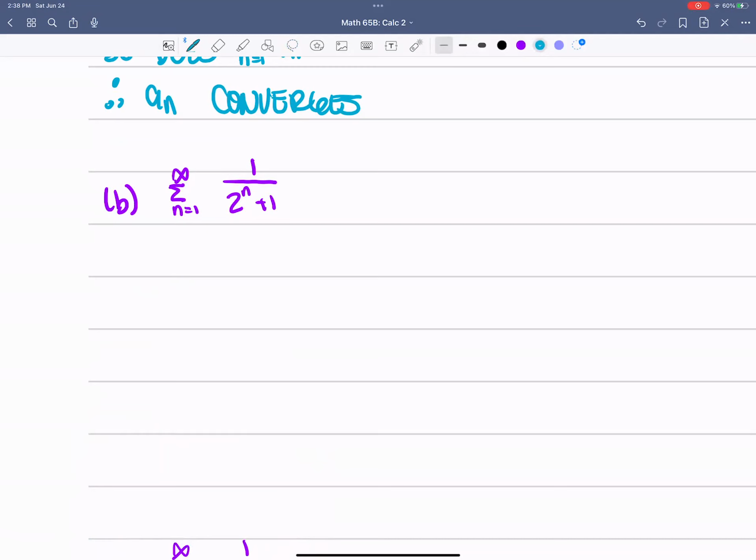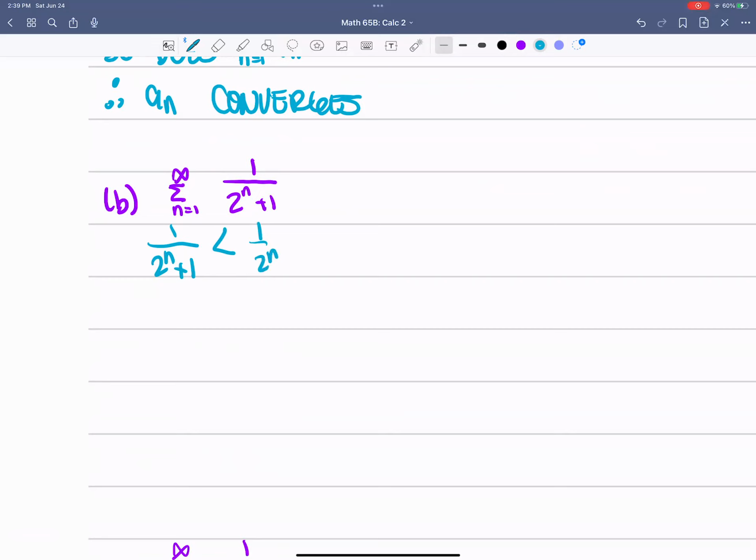All right, very similar to the previous one. What I want to do is find a smaller value so that we could prove convergence. And if not, we'll go from there. Again, a larger denominator means a smaller number. So 1 over 2n plus 1 is always going to be less than 1 over 2n.